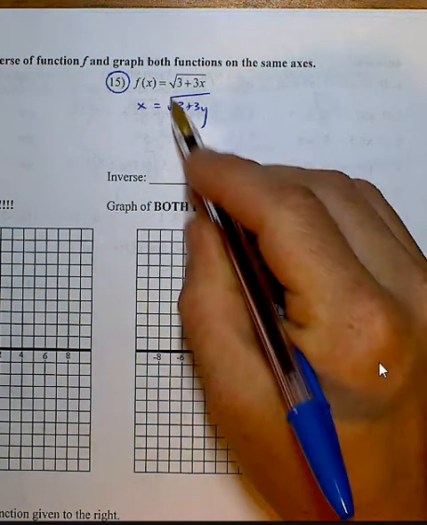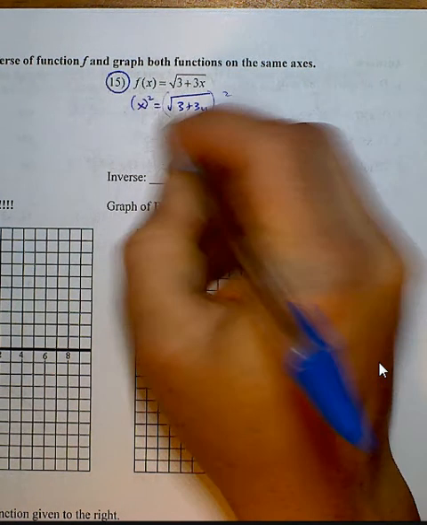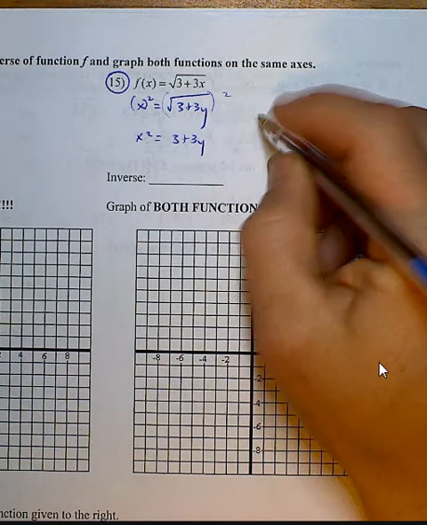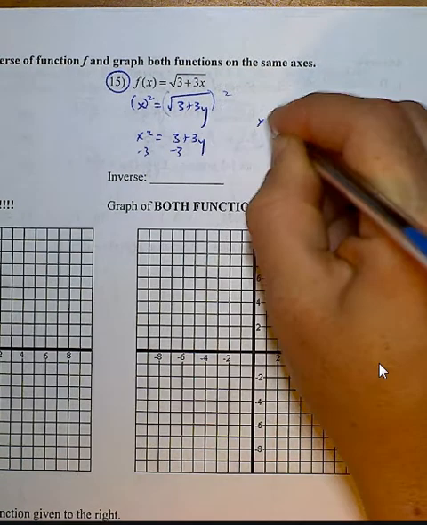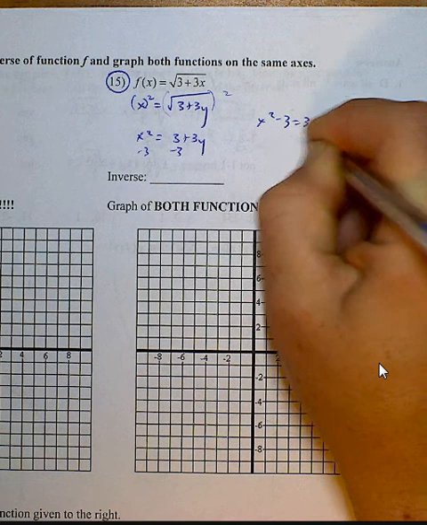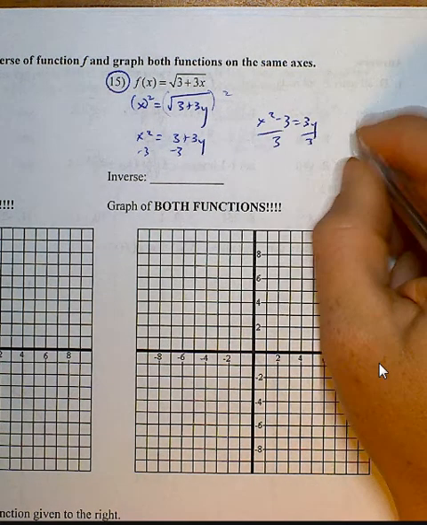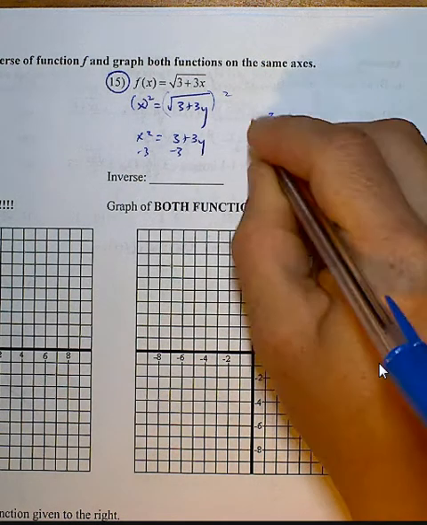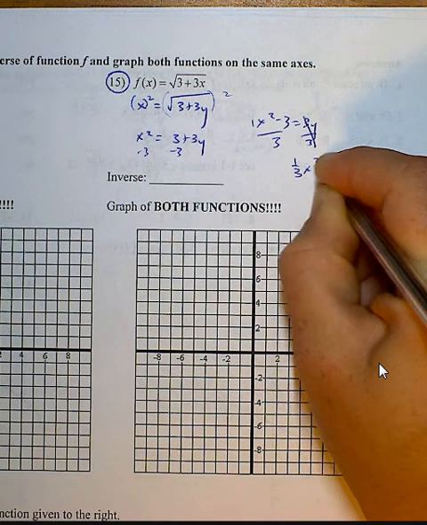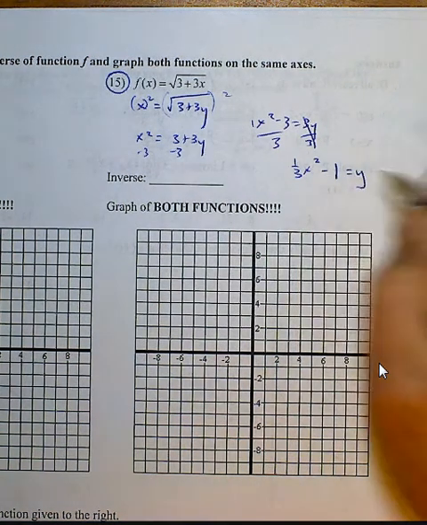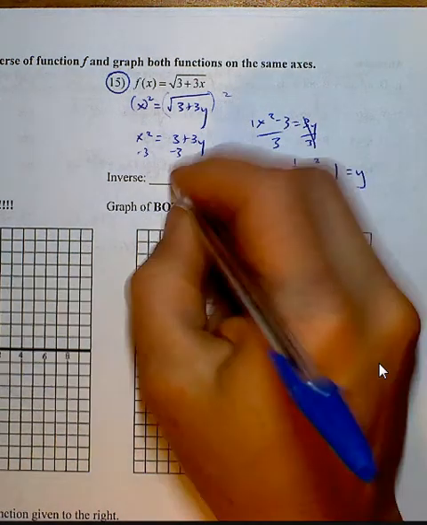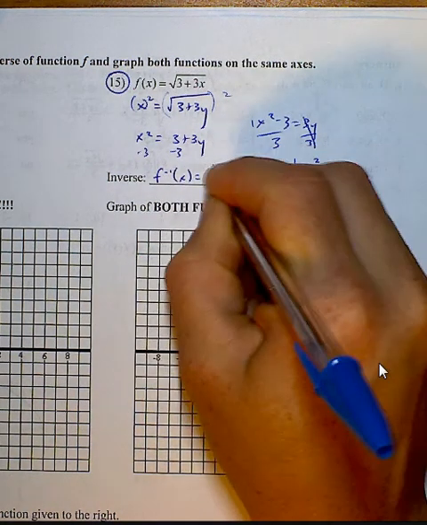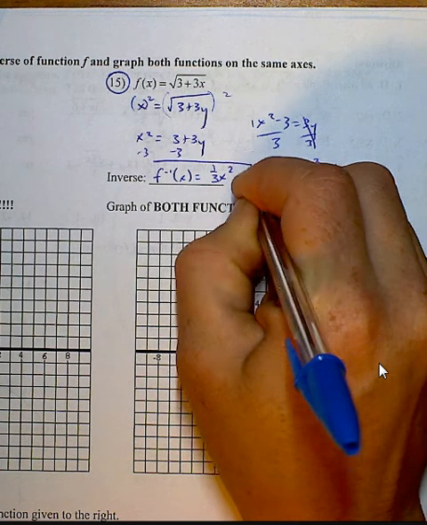First step is to get rid of the square root, so we're going to square both sides. And then we're just going to subtract 3. And then we're going to divide by 3. So I get, and I'm going to try to write this kind of like it was in standard form, 1/3 x squared minus 1 equals y. So this is the inverse. So f inverse of x is going to equal 1/3 x squared minus 1.